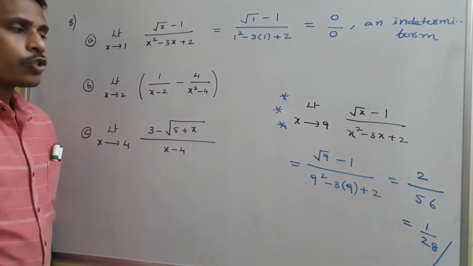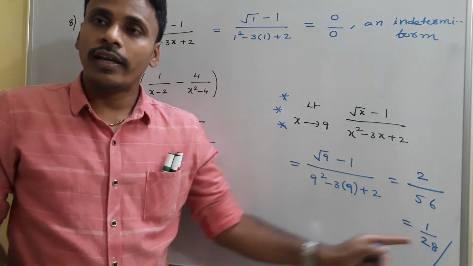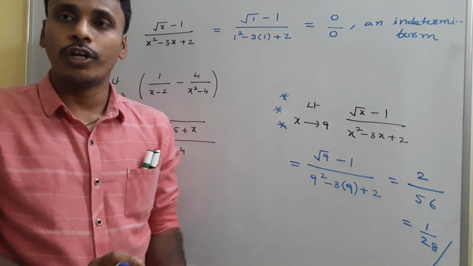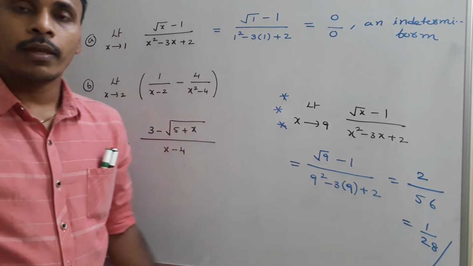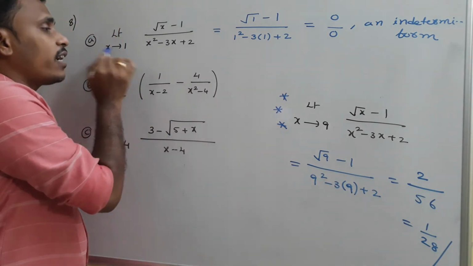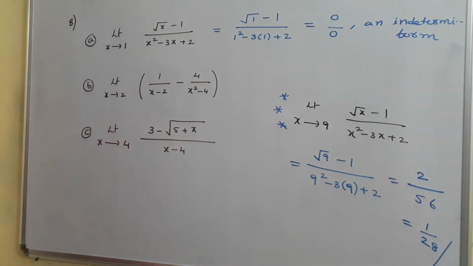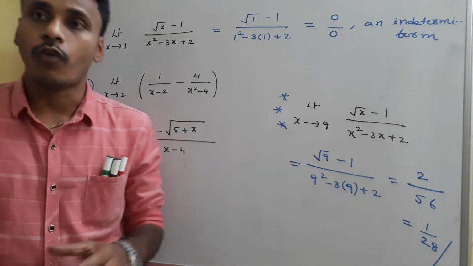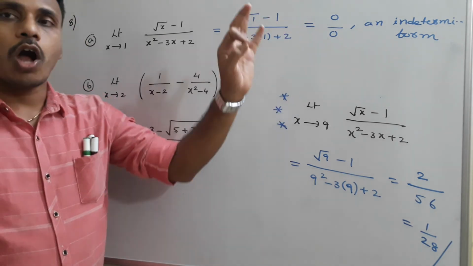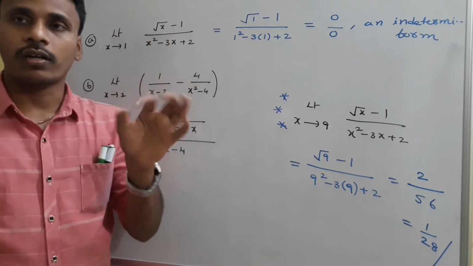Okay? So as x tends to 9, the function value is 1 by 28, directly your answer is 1 by 28. No need to do any other logical trick, because that form is a determinate value. But as x tends to 1, when you replace x with 1, you are getting 0 by 0. That 0 by 0 is actually an indeterminate form. Since there are no indeterminate forms in mathematics, this is a wrong answer. To avoid that wrong answer, this direct substitution is a wrong task.